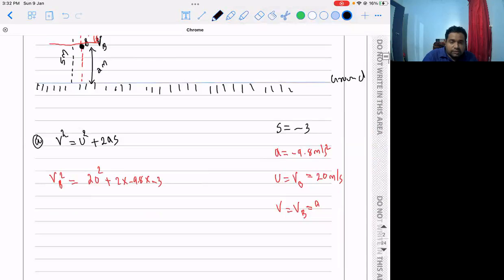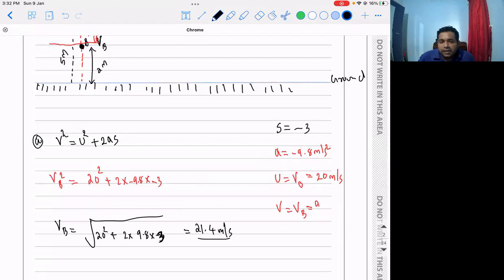You will get it by substituting this value, because VB is actually the square root of 20 square plus 2 times, because minus and minus gives positive, times plus 3. And that value is 21.4 meter per second, if you're rounding to 3 significant figures, or if you're rounding to 1 decimal place.